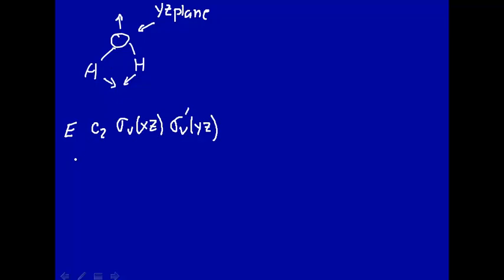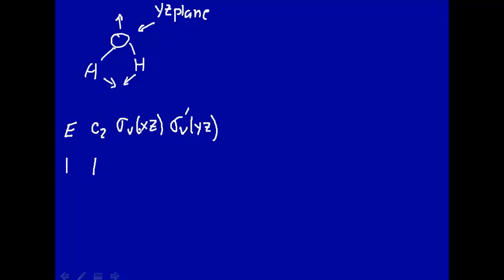All right, let's do the E operation. Well, nothing happens, so the character of that is 1. Let's do a rotation about the C2 axis. This vector won't change, it just lies in the rotation axis. But let's look at this. This hydrogen will go over there, but if you rotate this, this hydrogen is pointing this way. When you rotate it, it'll be pointing that way. And this hydrogen, when you rotate it 180 degrees, it will be pointing in. So nothing changes with regard to the direction of these vectors. So that character there would be 1.